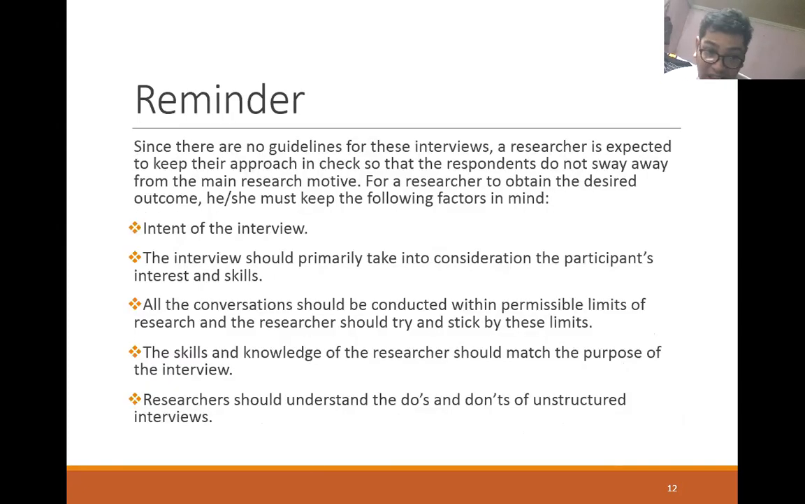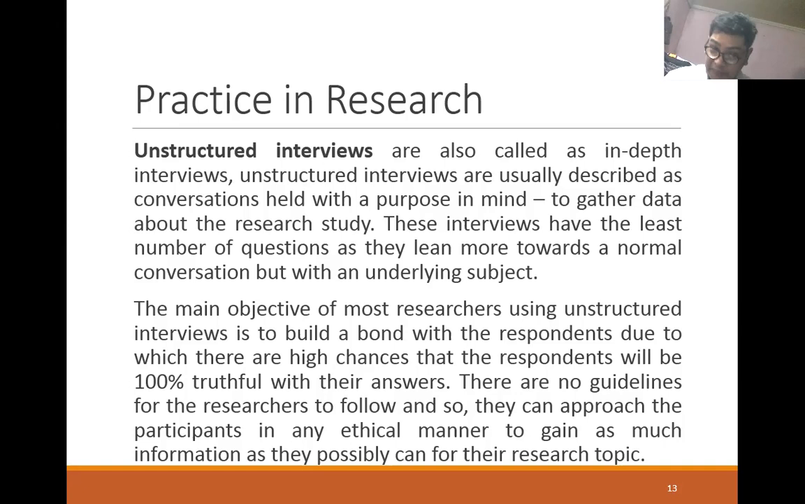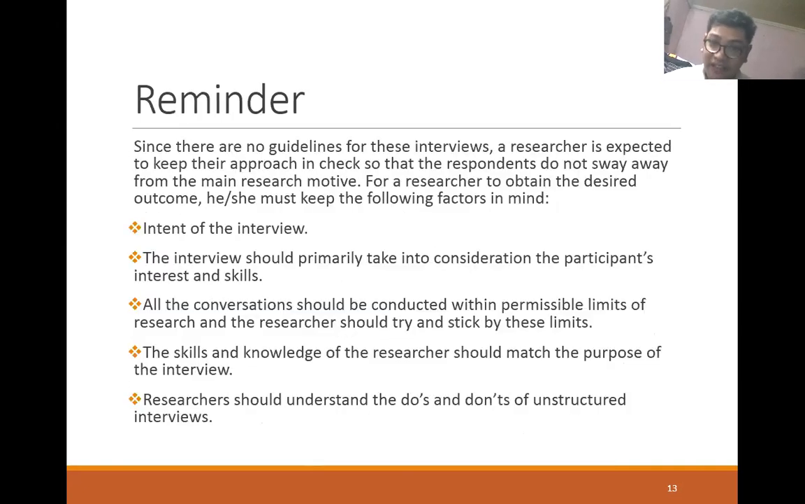As simple as that. So reminder, since there are no guidelines for these interviews, it means in an unstructured interview, a researcher is expected to keep their approach in check so that the respondents do not sway away from the main research motive. As I said earlier, even if you elaborate questions, it must be based on the answer of the person. If you want elaborations, it must be contextual to the goal or to the aim of the research.